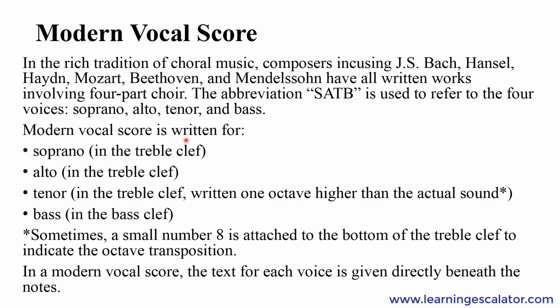Modern vocal score is written for soprano in the treble clef, alto in the treble clef, tenor in the treble clef, written 1 octave higher than the actual sound, and bass in the bass clef. Also for tenors, sometimes a small number 8 is attached to the bottom of the treble clef to indicate the octave transposition. In a modern vocal score, the text for each voice is given directly beneath the notes.